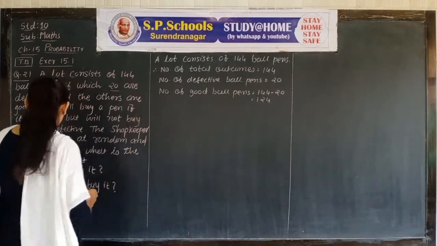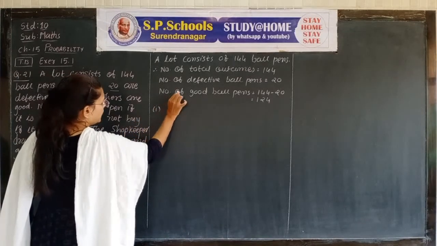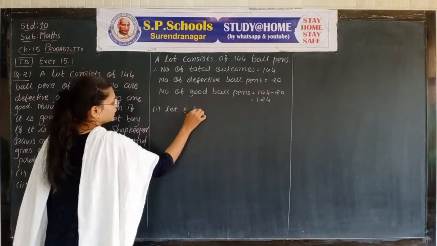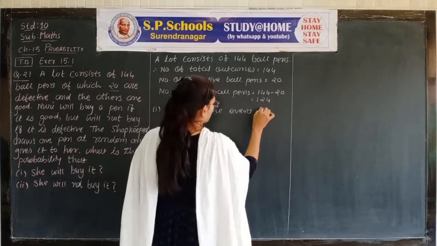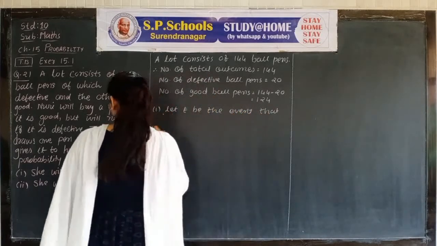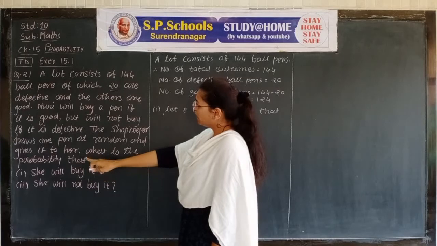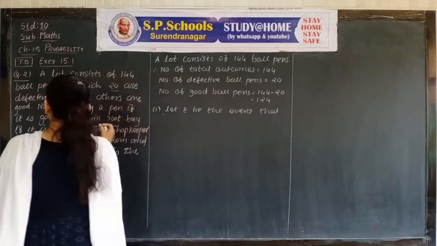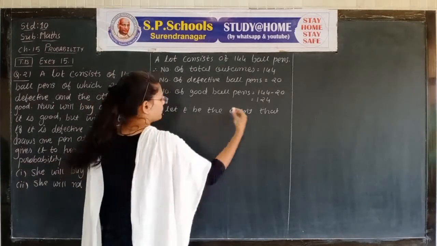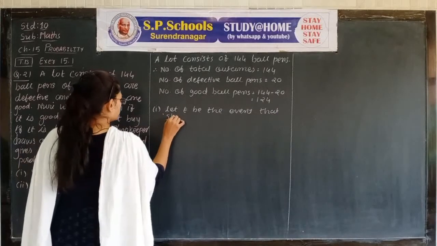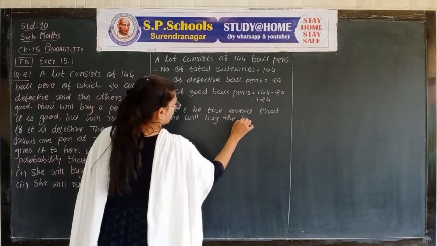Now first of all we need to find two probabilities, and we have to assume one event as E. Let E be the event that the pen will be bought by a person. The person is Nuri. She will buy it, meaning the pen is bought by Nuri. She will buy the ball pen.